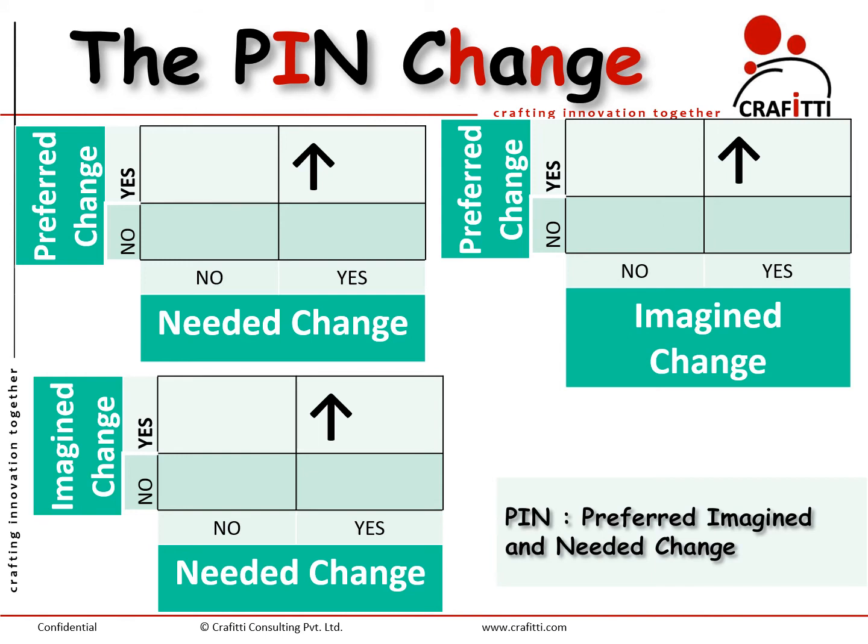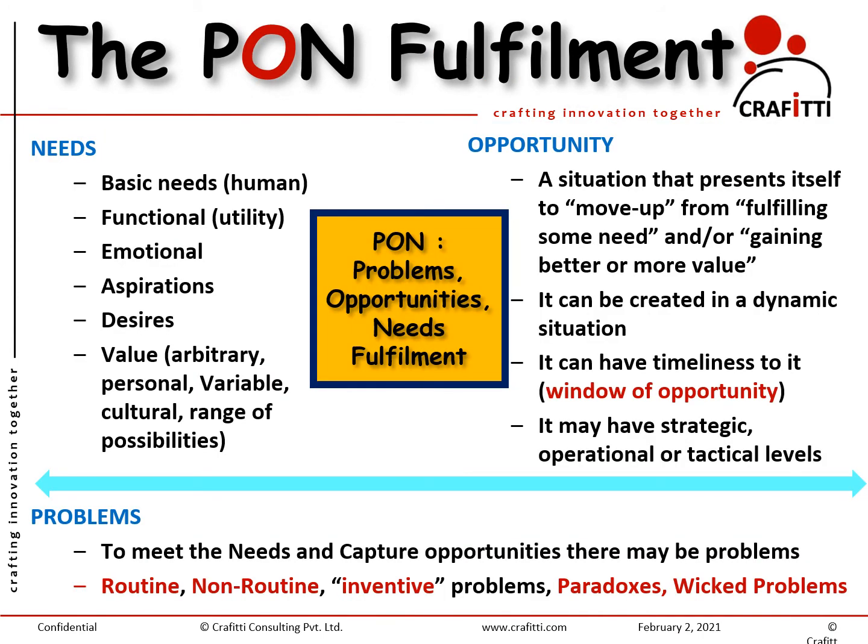So when we said preferred, imagined, needed change, we have clearly articulated these changes and also analyzed them in terms of the pin change. Now comes the implementation part. How do we do that? What exactly do we need to do? To do that, we will be meeting certain needs, right? As well as there may be certain opportunities.